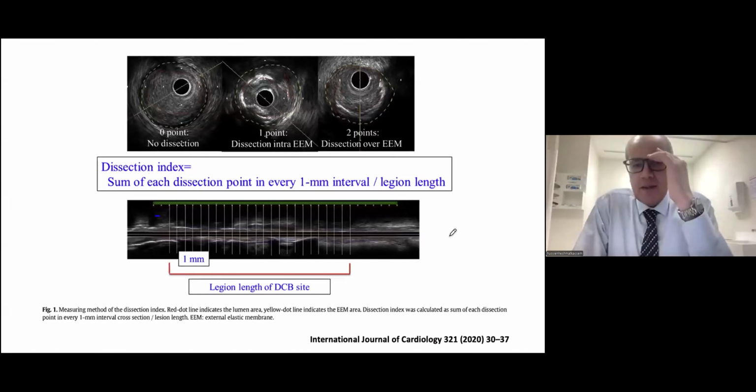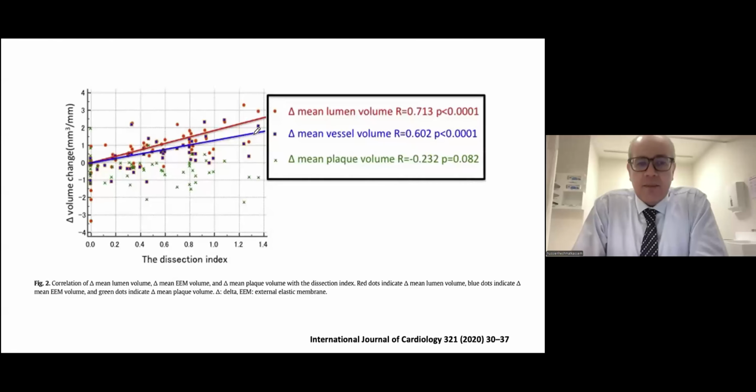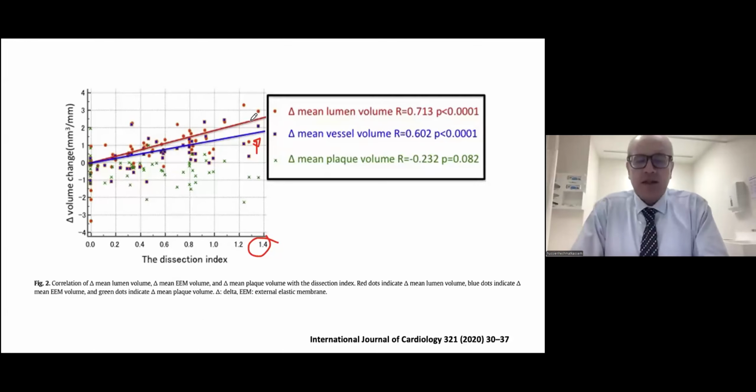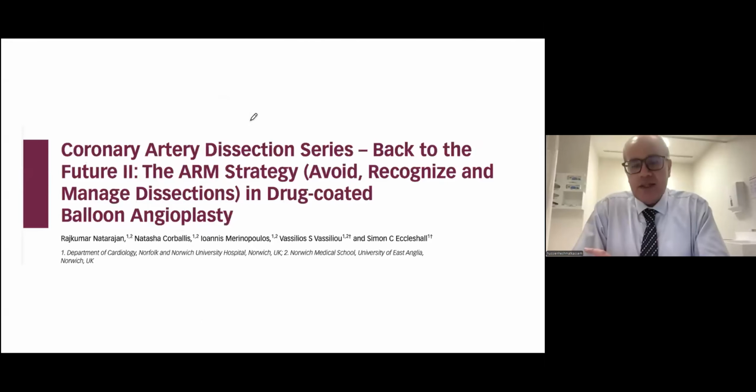And this has been replicated again in 2020 by a group of Japanese interventionists who are also very faithful about drug-eluting balloons. They graded the dissection in a more geometrical way, extending along the length of the treated lesion, and they came up with a dissection index. And they found that on follow-up, patients with a higher dissection index tended to have larger mean vessel volume and larger mean lumen volume. They tended to grow the vessel more. These dissections, when they heal, create an extra lumen in the vessel. So dissection should not be viewed as your enemy. A controlled dissection should be viewed as your friend.